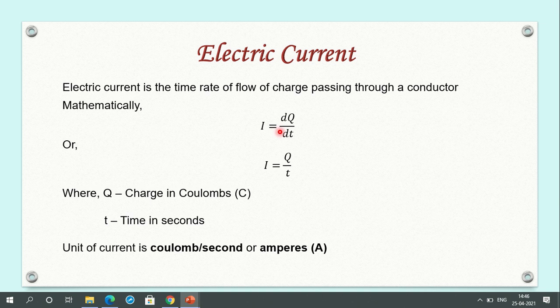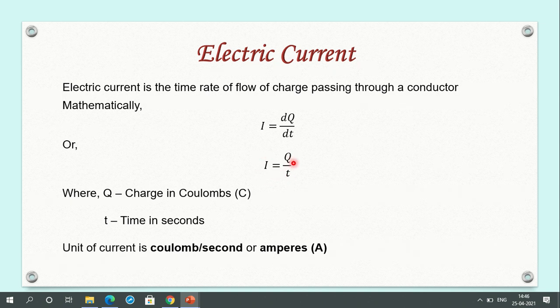So it can be represented as dq by dt. If a charge of dq is flowing through a conductor in a small interval of time dt, current will be equal to dq by dt. Or it can be written as I is equal to q divided by t. Electrical current is denoted by capital letter I.